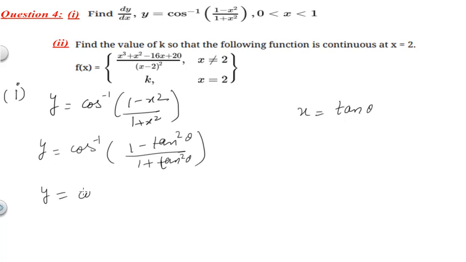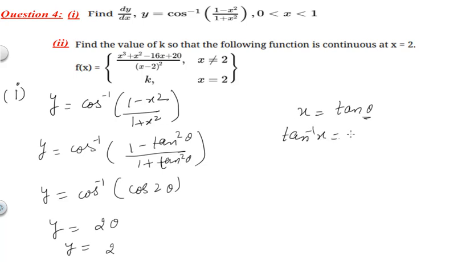This is the formula for cos of 2 theta. So when we solve cos inverse of cos of 2 theta, we are just left with 2 theta. So y will be equal to 2 into the value of theta. Taking tan inverse on both sides, we get tan inverse x is equal to theta. So putting this here, we get y is equal to 2 tan inverse x.